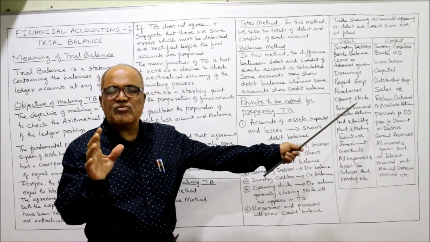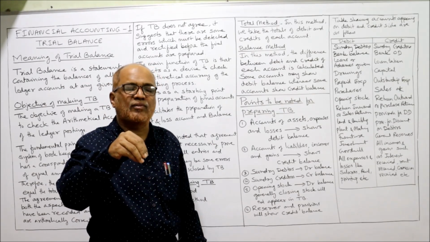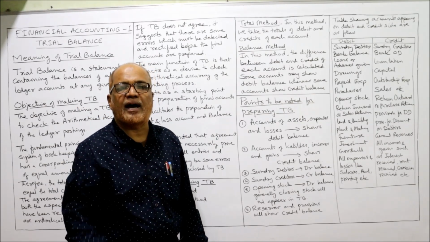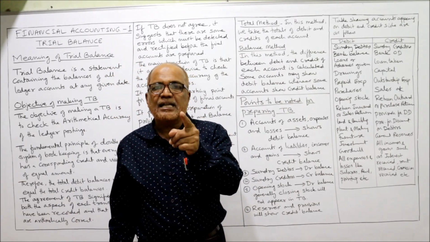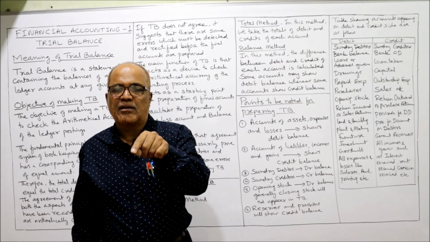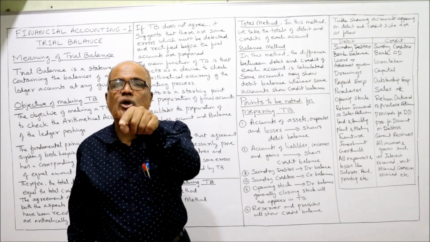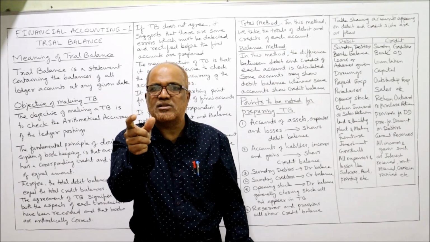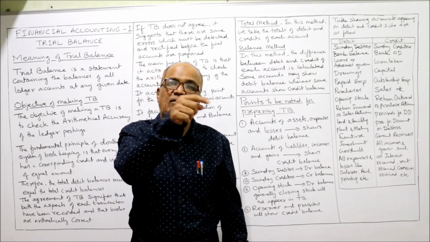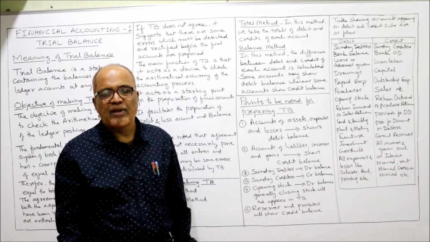So by watching this video, you will be able to understand which are the items that will be taken in the debit column and which are the items that will be taken in the credit column. And one point you remember, sales will show credit balance, but sales return will show debit balance. Similarly, purchases will show debit balance. Purchase return will show credit balance. So these are the points you have to remember.